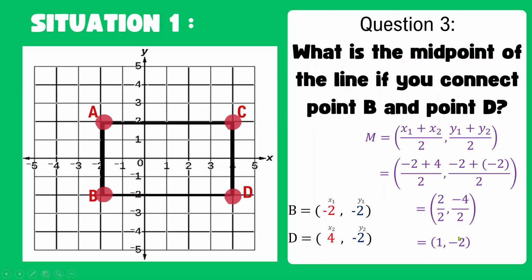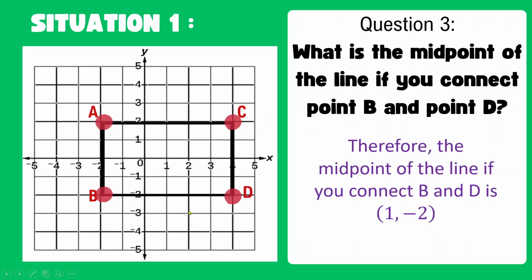So remember to always include a pair of parentheses, signifying that we have an ordered pair or we have coordinates as our answer. So if we locate this on the Cartesian coordinate plane, 1 and -2 is in the middle of B and D. 1 and -2.